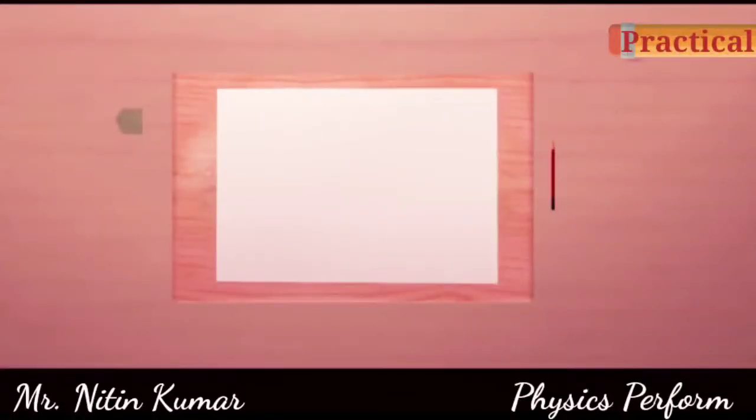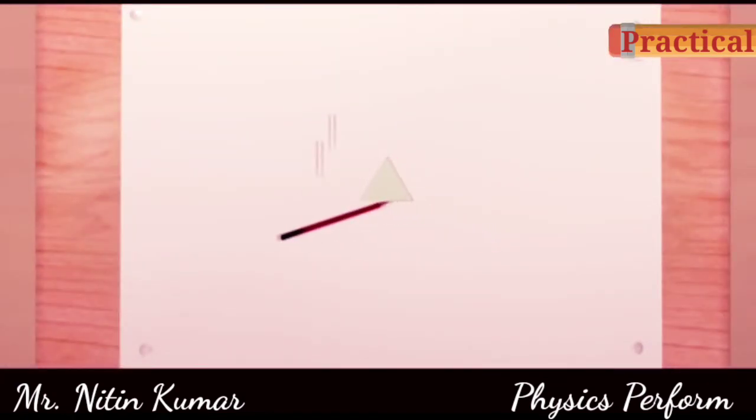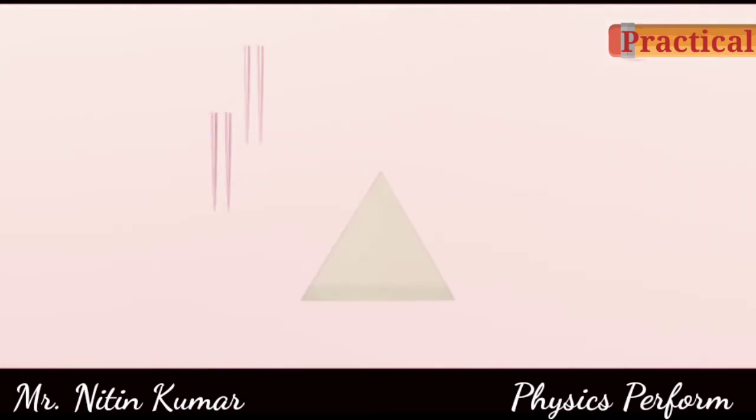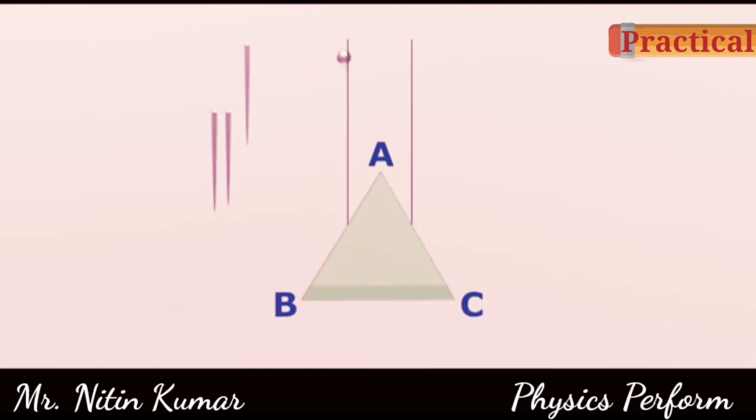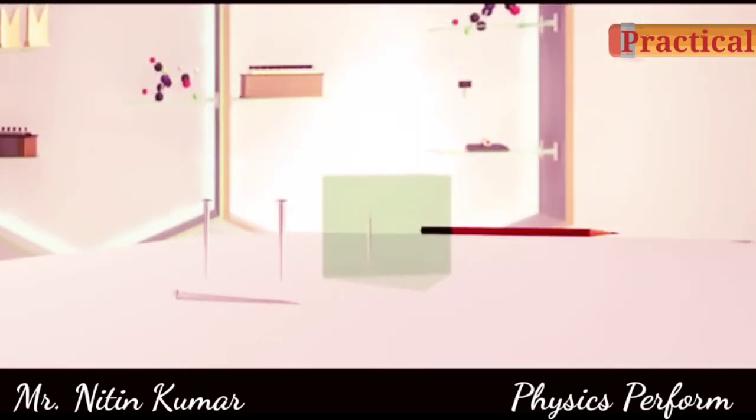Angle of prism. Fix a white paper on the drawing board with the help of drawing pins. Now, place the prism on the paper and trace its edges and mark the corners as A, B, C. Draw two parallel lines such that A lies symmetrically between them. After that, fix two pins P and Q on one of the lines.